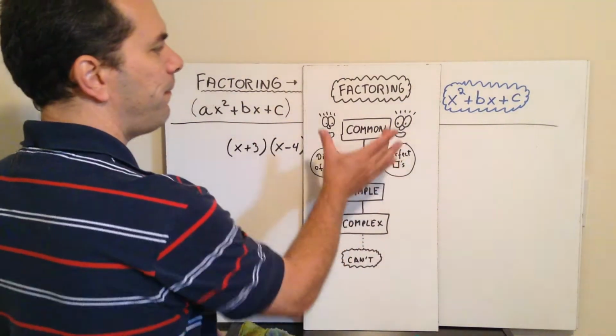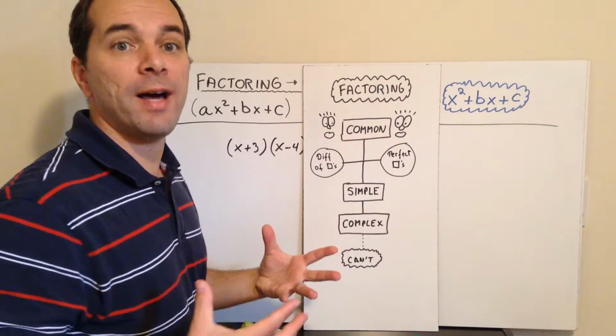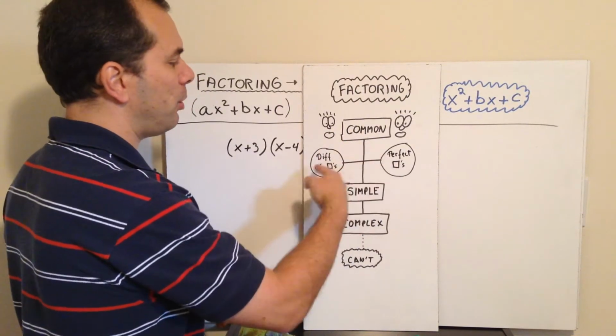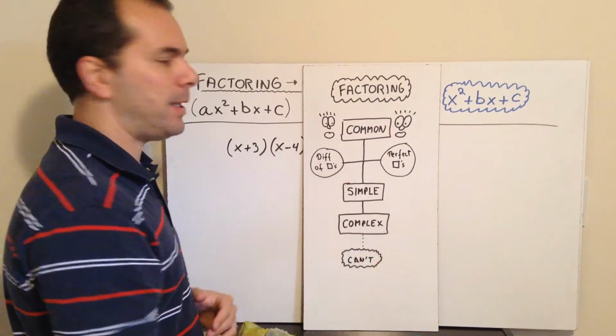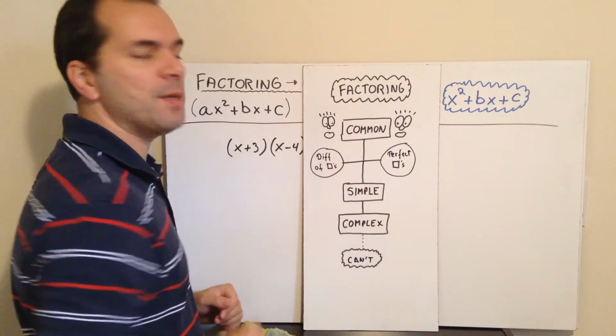Factoring, we know that the first thing we'll look at is get common factor. Then we're going to check something called difference of squares and perfect squares. We'll get to that later. And then the next thing is to check for simple trinomials.